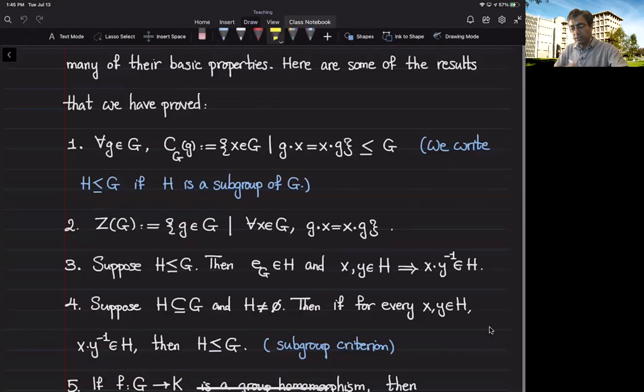For instance, we defined the centralizer of an element, and that would be all the elements inside the group that commute with the given element g. That we call the centralizer of the element g inside this group. We showed that this is a subgroup of G. We use this notation to indicate that it is a subgroup. This is a kind of inequality between a subset of a group and a group. So again, we say H is a subgroup of G and we write it like this.